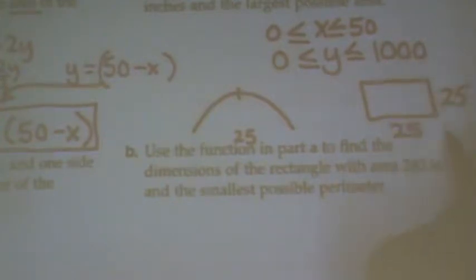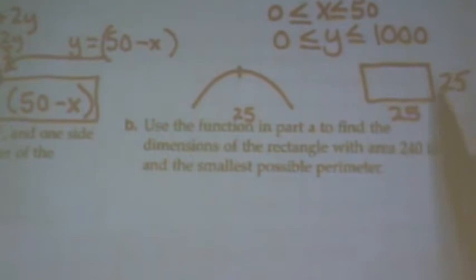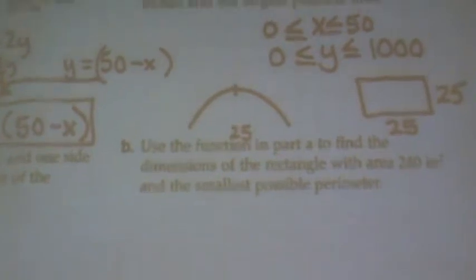And that dimension will give you a perimeter of 100. Isn't 25 plus 25 plus 25 plus 25 100? And now if you multiply 25 by 25, you're going to get the largest possible area. Does that make sense? Yes? No? Okay, I want you to try 30.